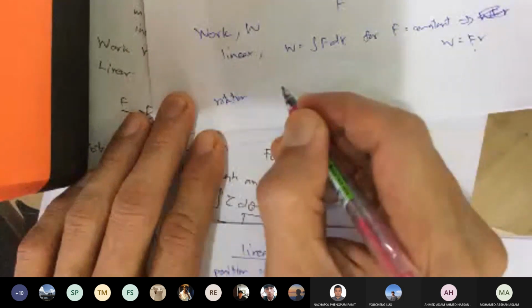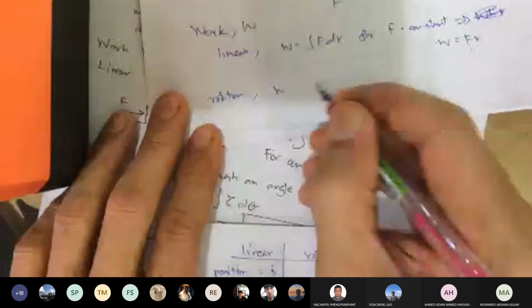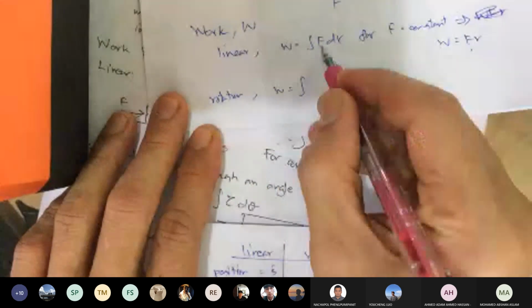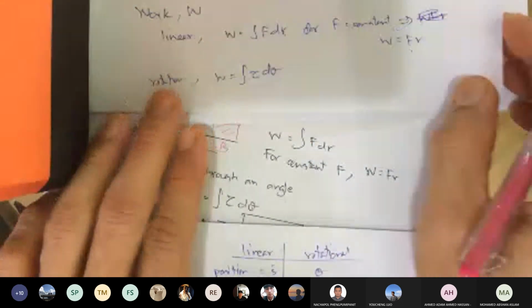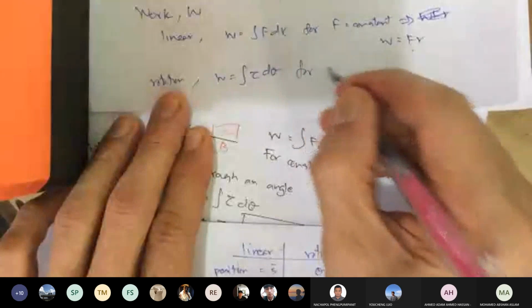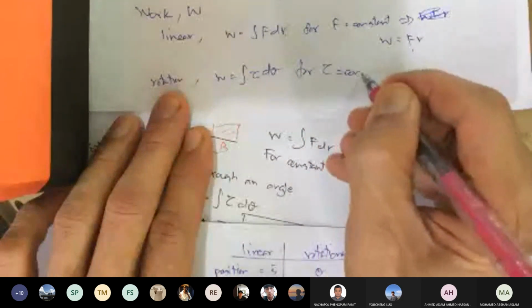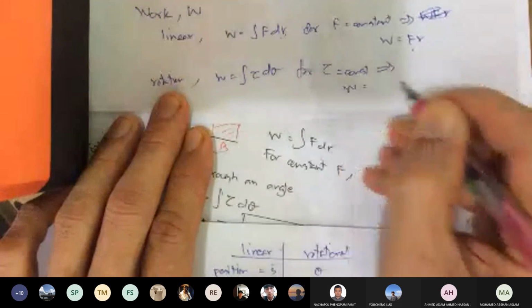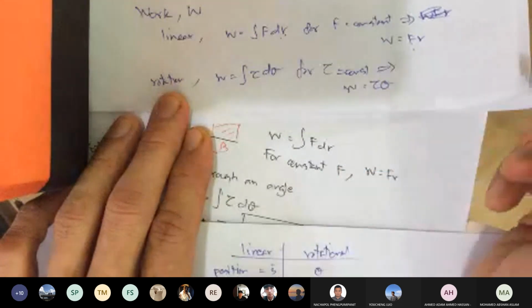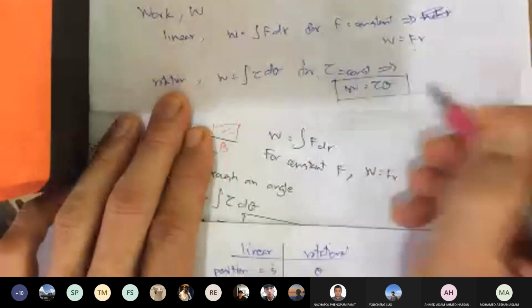We use the same mapping. Work is the integration of, instead of force, torque, and this is position, so it's d theta. You see, you map. And again, for constant torque, what do you get? W is tau times theta. And this is important for us.